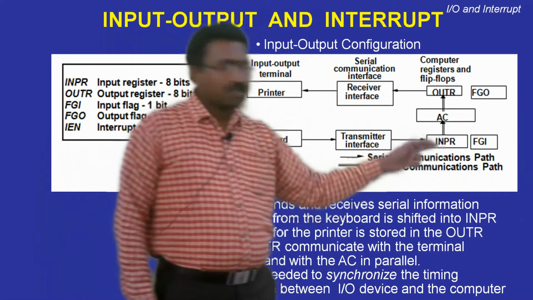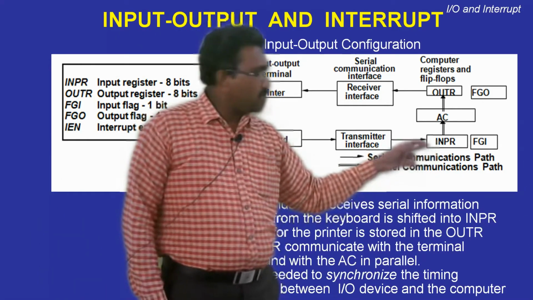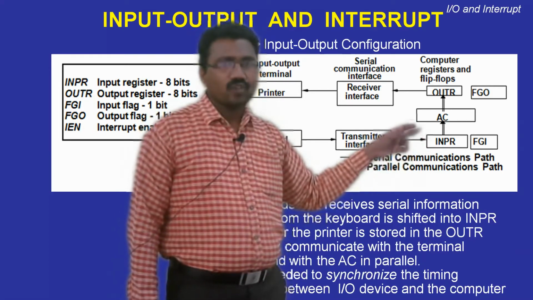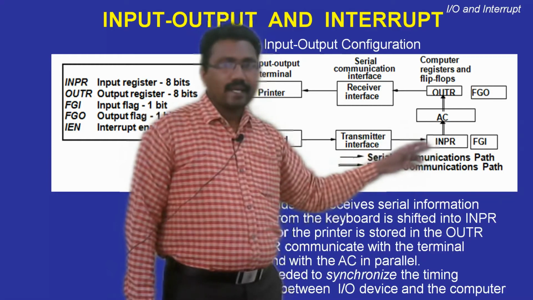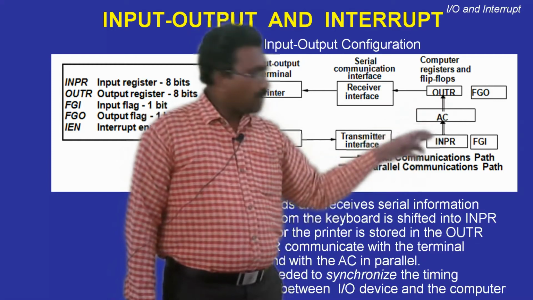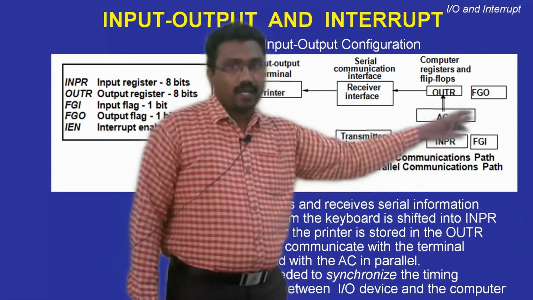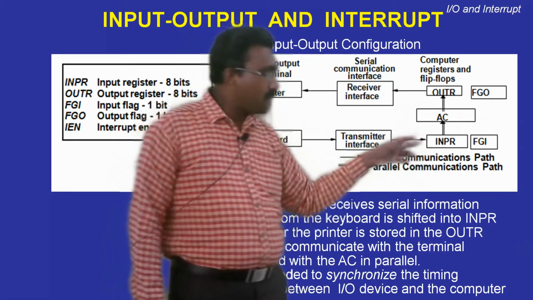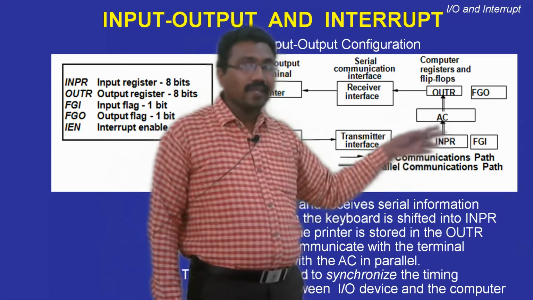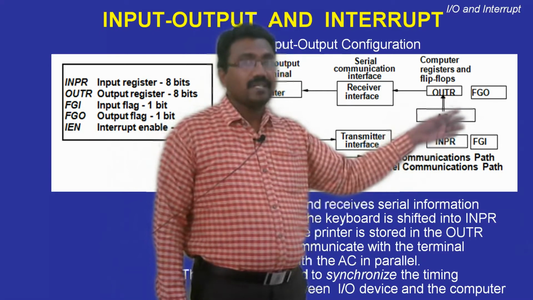Is it clear? Next, due to the input instruction, one of the instructions in the basic computer, the 8-bit character is moved. The function of the input instruction is that the 8-bit character in the INPR register is transmitted to the AC register, that is, the 8 bits of the input register are transmitted to the lower 8 bits of the accumulator. Here the type of communication between INPR and accumulator register is parallel. All the 8 bits are transmitted to the AC register simultaneously.